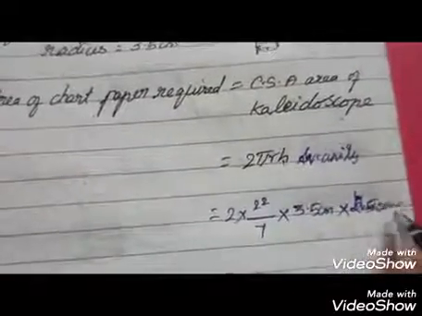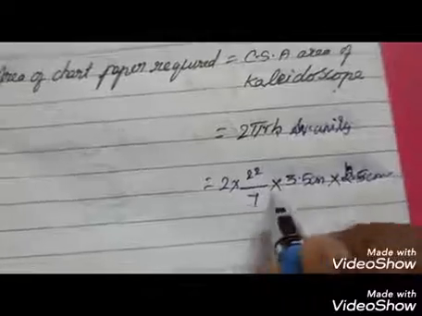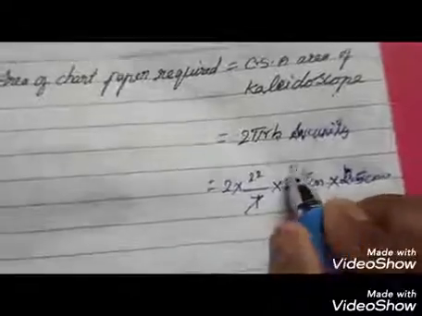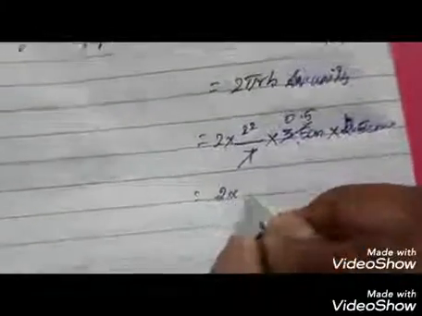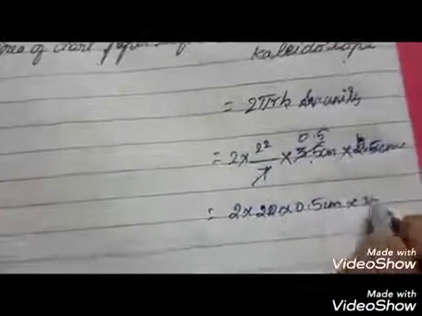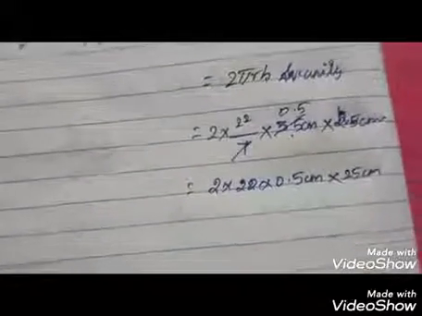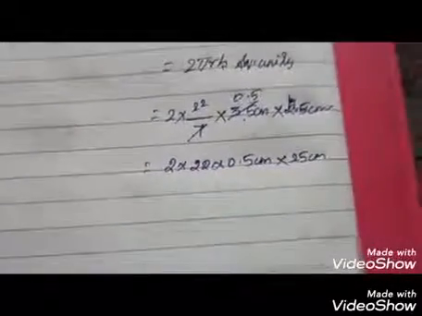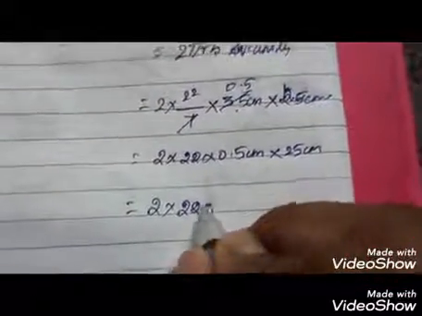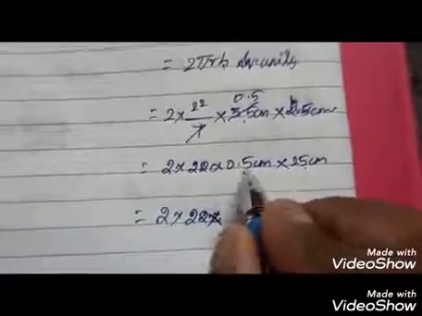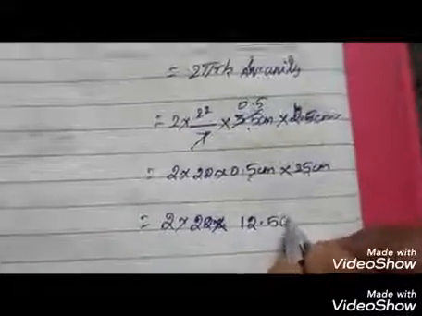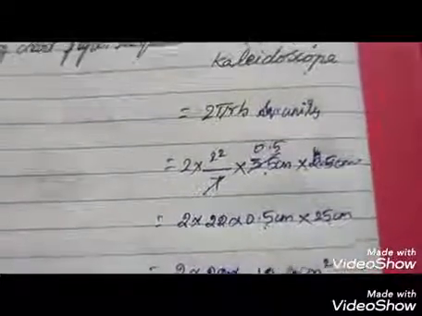Now you need to cancel this. 1 7s are 7, 5 7s are 35. So 1 decimal point is there, 0.5. So now 2 into 22 into 0.5 centimeter into 25 centimeter. Now what do we have to do? You need to multiply 2 into 22 into 0.5 into 25. So 5 into 25 you get 125, and that should be 12.5 centimeter square. I just explained how it happened.